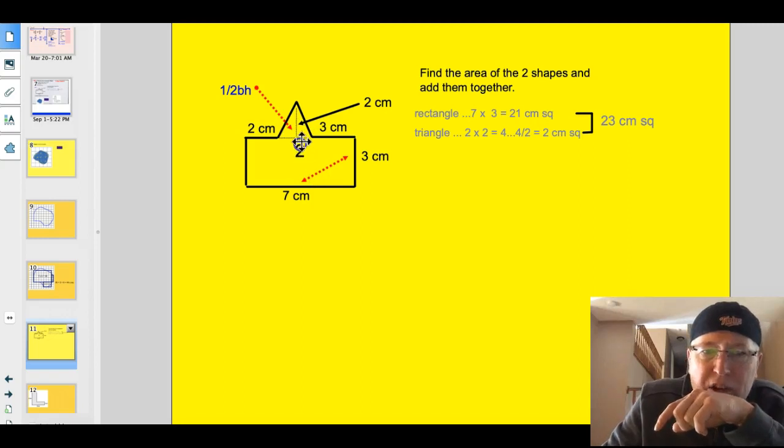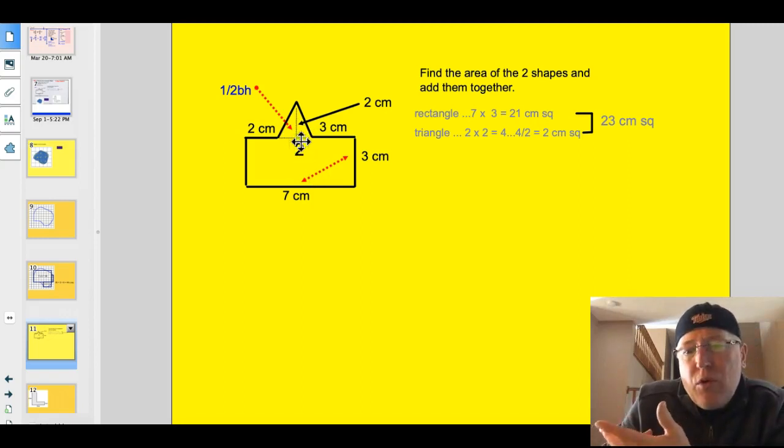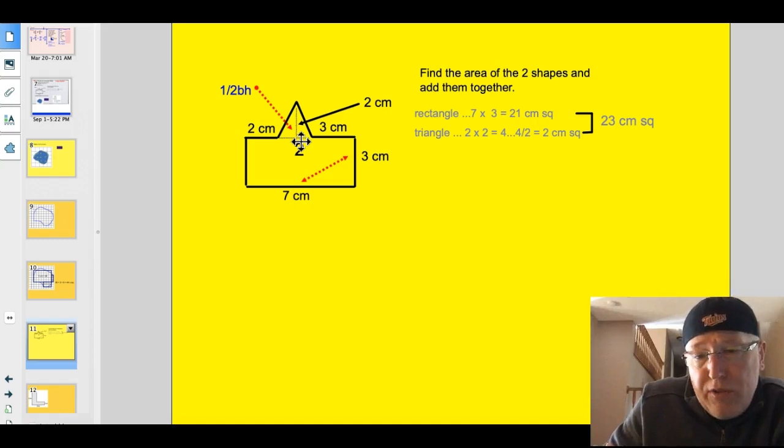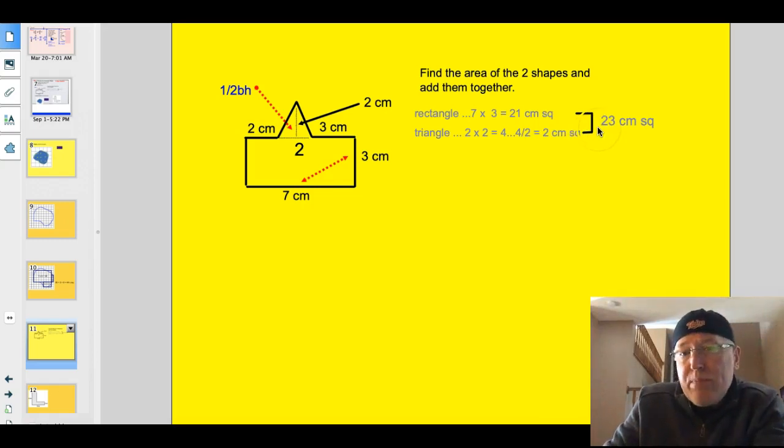Again, they're famous on these for not giving you all the measurements, but enough information for you to figure out the measurements. Well, if the base is 2 and the height is 2, we can say 2 times 2 is 4. That would be the area of a square. And then when we cut that in half, 4 divided by 2, it gives me 2. So I take the 21 from the rectangle, I add the 2 centimeters from the triangle. 21 plus 2 is 23 centimeters squared. And there's the way we roll.